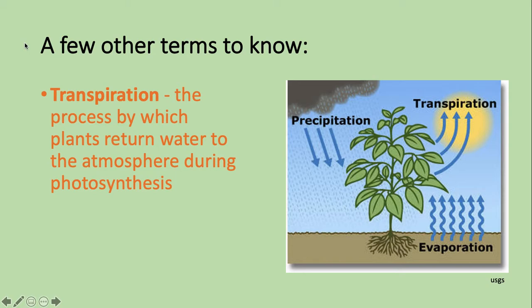Transpiration is the process by which plants return water to the atmosphere during photosynthesis. So photosynthesis is how all plants get their energy from the sun, and during that process they also use water, usually taken up through the roots. During the chemical reaction that photosynthesis is, water is returned to the atmosphere. That's called transpiration.